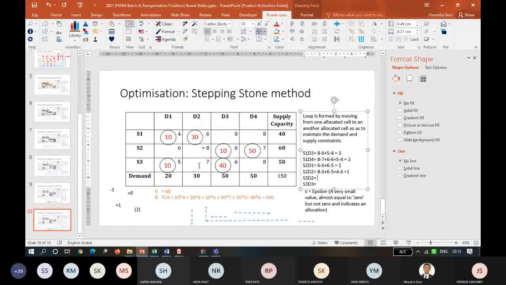S3D, this one, your loop would be formed 7 to 5, 5 to 4, 4 to 6, and then back. So that means 7 minus 5 plus 4 minus 6 and back. So 7 minus 5 is 2, 2 plus 4 is 6, 6 minus 6 is 0. So 0.